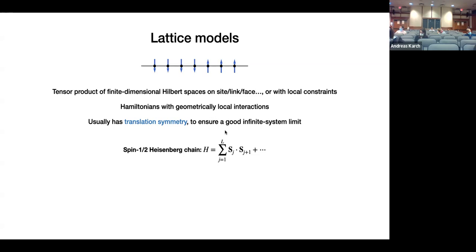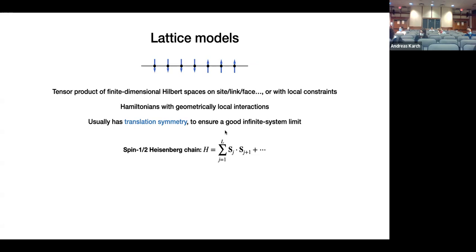Now, in this system, we usually have Hamiltonians with geometrically local interactions. Roughly, we can think of a lattice model as a discretization of the continuum space, although there are more features than just that. So it's a local lattice model. And we usually have translation symmetries; at least for the purpose of this talk, I'll assume translation symmetries so that there will be a well-defined infinite system limit.